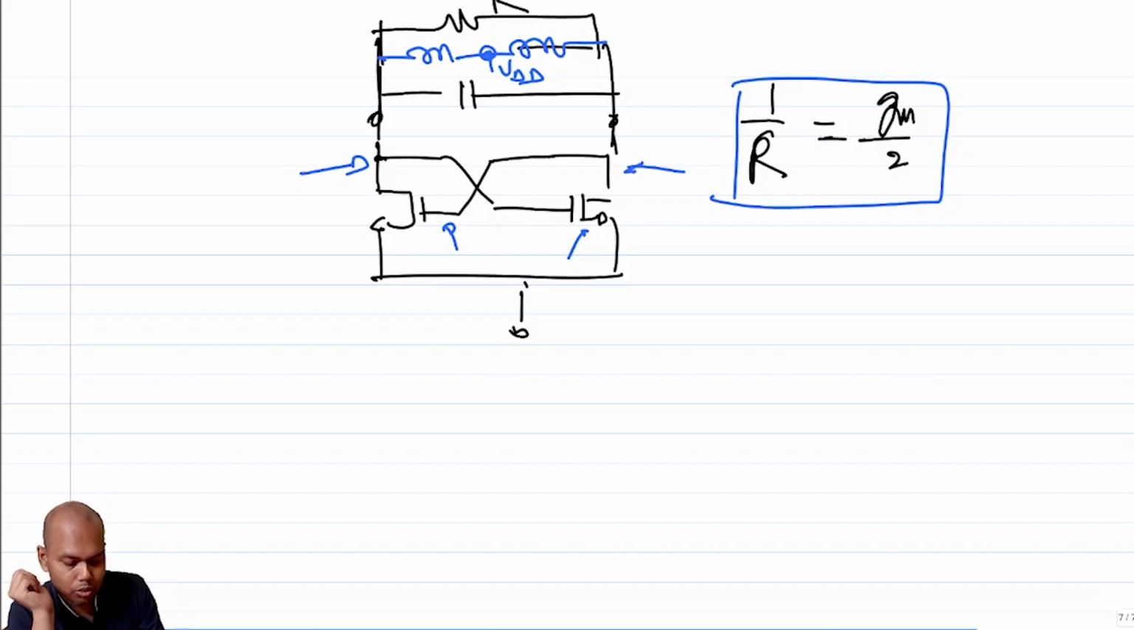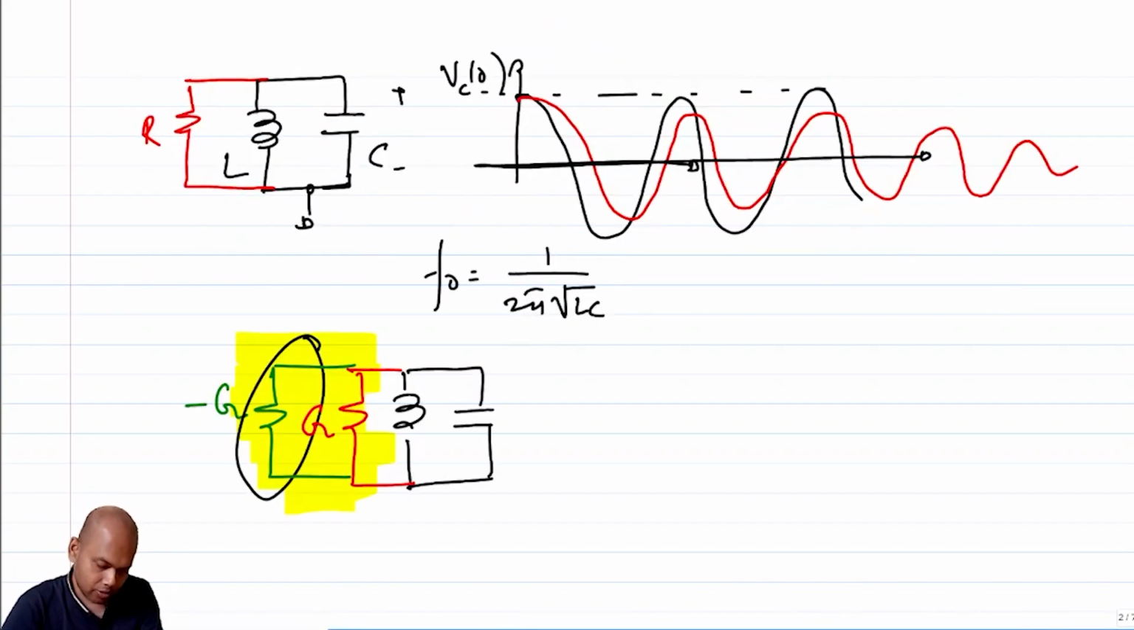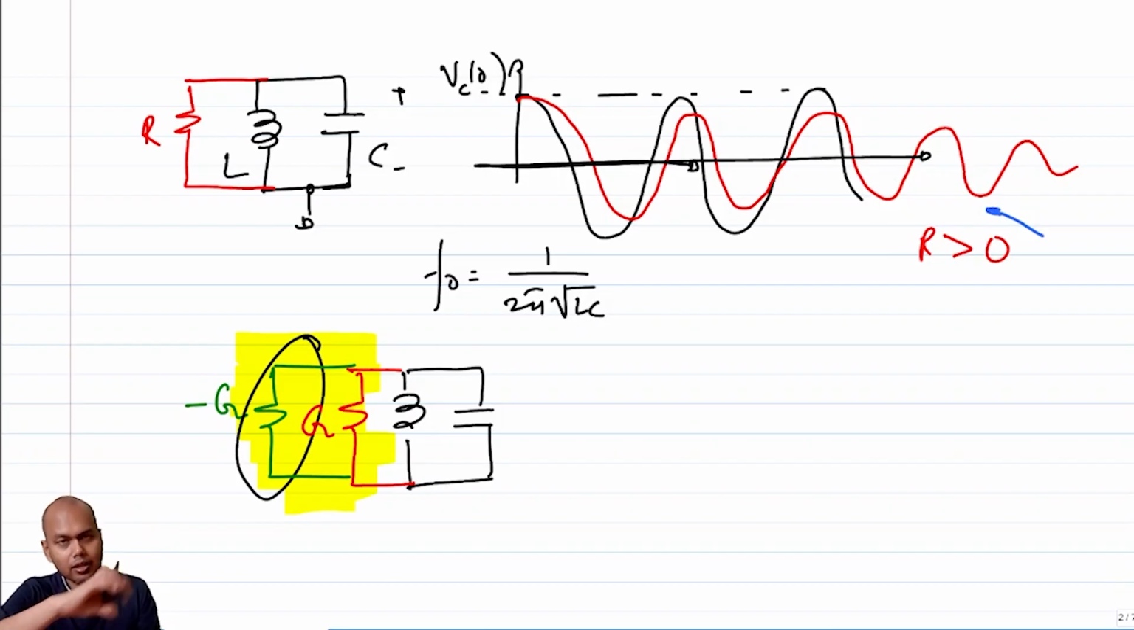What we need to at least do is to ensure that your conductance is not less than 1 over R. So effective conductance, which is Gm over 2, should not be less than 1 over R. Correct? If it's less, then you are in trouble, because your oscillations are going to dry off. But what if it's more? What if the negative conductance is more? For that, I'll take you back to this waveform. So you had this R is positive, R is greater than 0, hence the oscillations were dying off. If the R is negative, then what is going to happen?